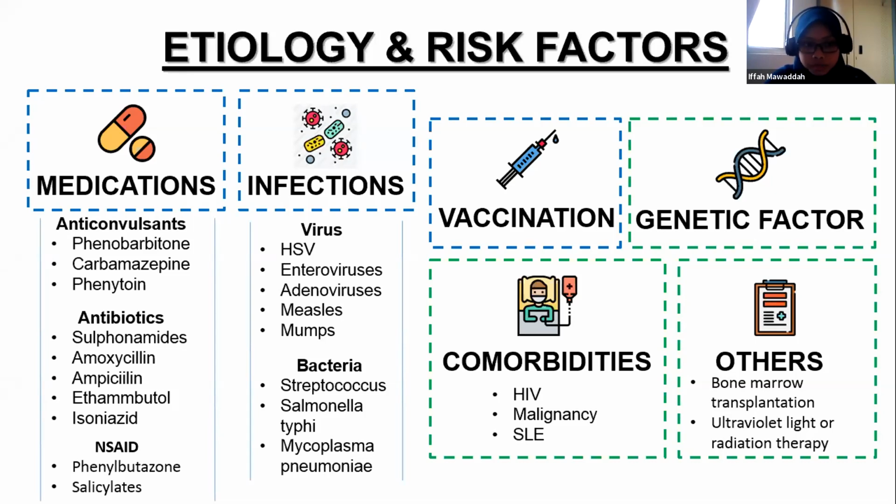And then for the genetic factor, there are several HLA types in the human body that are associated with the risk of drug-induced SJS. For example, HLA A29, HLA B12, and HLA DR7 are associated with the drug sulfonamide. So meaning to say that if the patient has this type of HLA, they have a higher risk of getting SJS if the patient consumes sulfonamide. Okay, next.